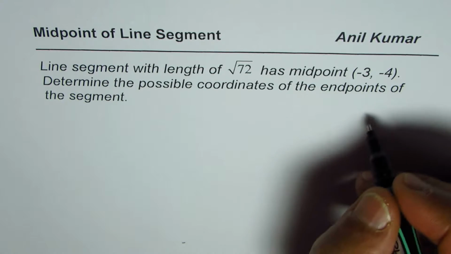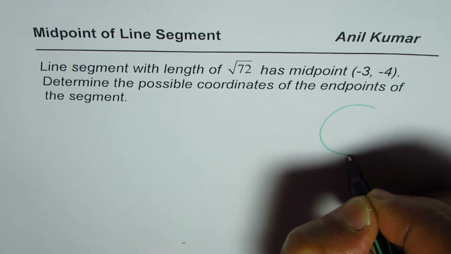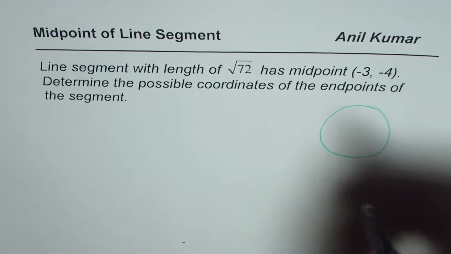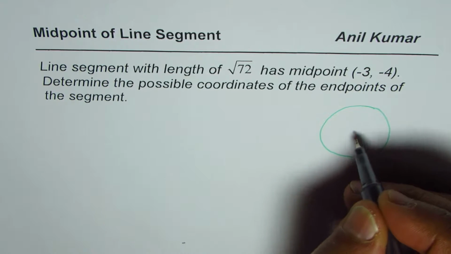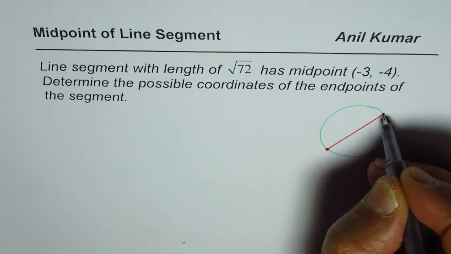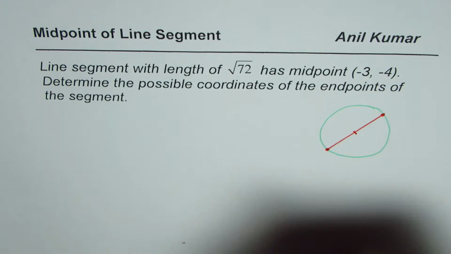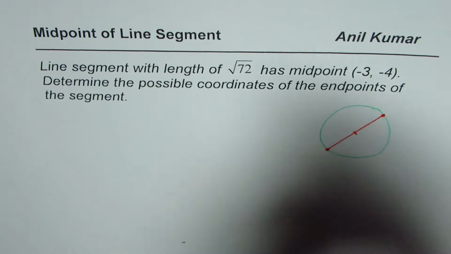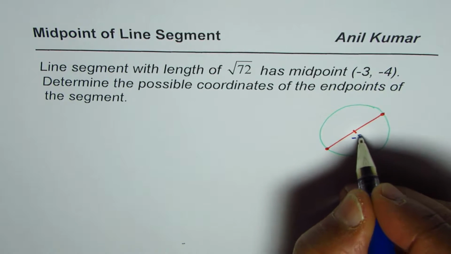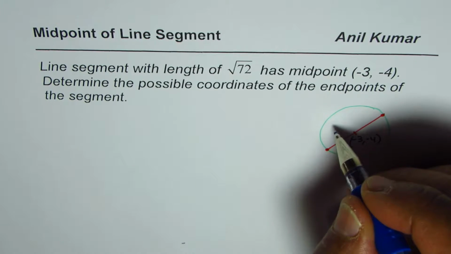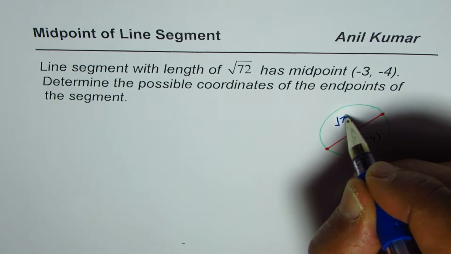So what we will do here is, we'll consider a circle, and the segment we'll consider as the diameter of the circle. So let me just sketch one like this. So we are considering the diameter of the circle as the segment. Now what we are given here is the midpoint. So we'll consider the midpoint to be (-3, -4) as given to us. And the length of this segment is square root of 72.